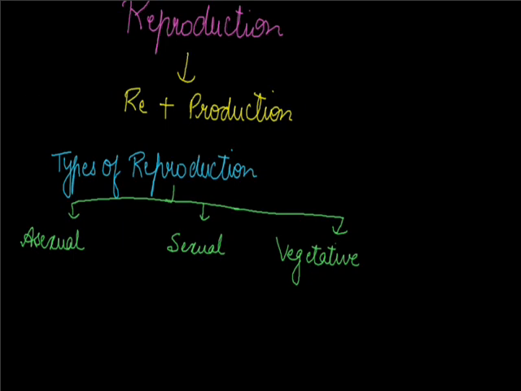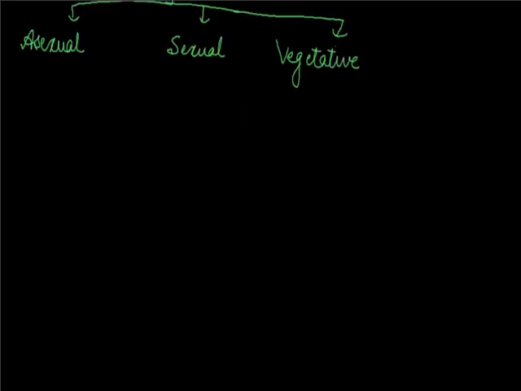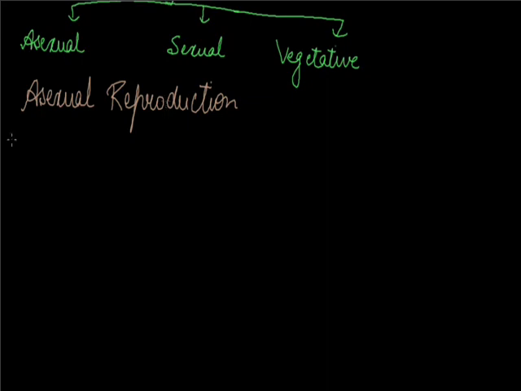So first we are dealing with asexual reproduction. When we're dealing with asexual reproduction, we have to know about the characteristics of asexual reproduction. First point, it involves a single parent, or it is uniparental.